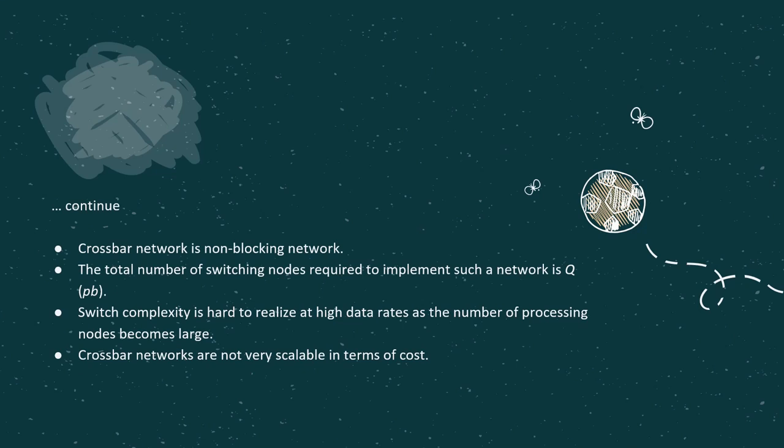The total number of switching nodes required to implement such a network is Q, where Q is P times B. It is reasonable to assume that the number of memory banks B is at least P, otherwise at any given time, there will be some processing nodes that will be unable to access any memory banks. This switch complexity is hard to realize at high data rates as the number of processing nodes become large. Consequently, in terms of cost, crossbar networks are not very scalable.